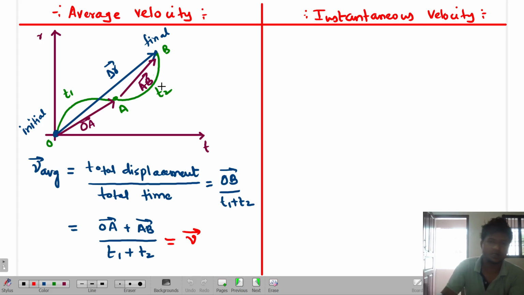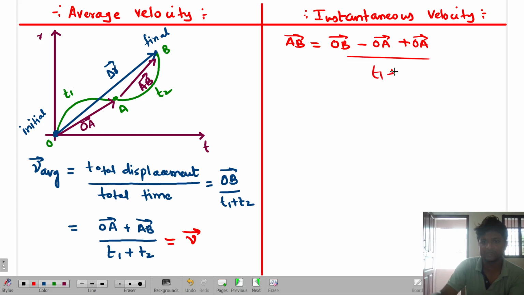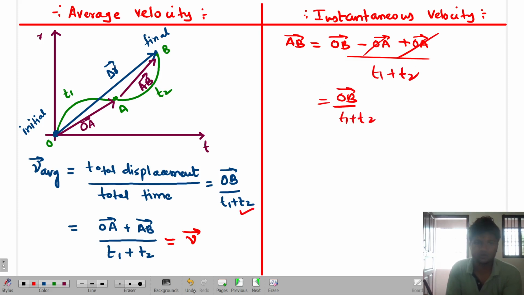Ultimately, if I write AB vector is equal to OB vector minus OA vector, isn't it? And here you have plus OA, or not. So look over here, divided by T1 plus T2. Ultimately this will get cancelled and I'm getting the same formula, OB vector by T1 plus T2, which is this formula already. Are you able to get me? Which is the total displacement. Are you able to get me?